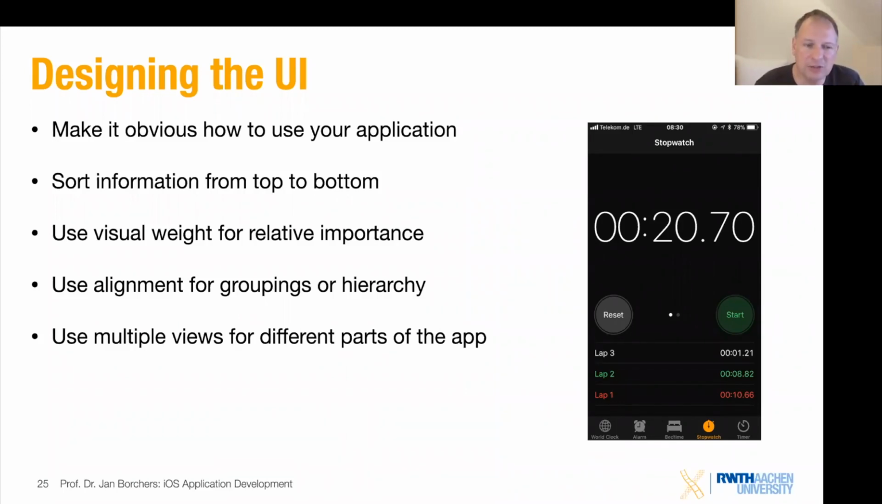We use alignment for groupings and hierarchy. So you can see here, for example, the 3 laps are aligned similarly. They're bunched close together, but they also have the same visual layout, so they become a visual unit.